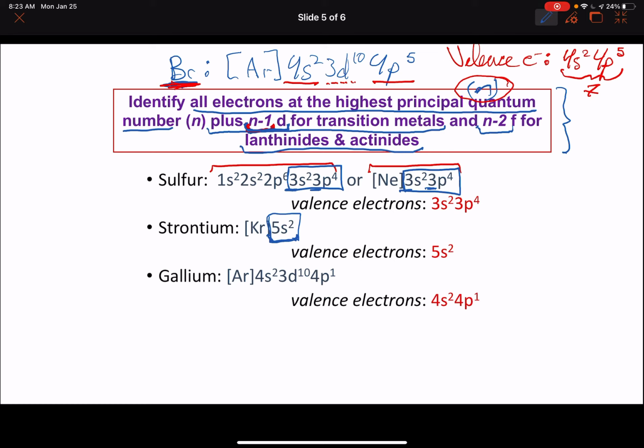Okay, hopefully you saw again that gallium is not a transition metal. And so we've got 4s2, 4p as the highest n values. So we're going to list those as our valence electrons for gallium. Vanadium.